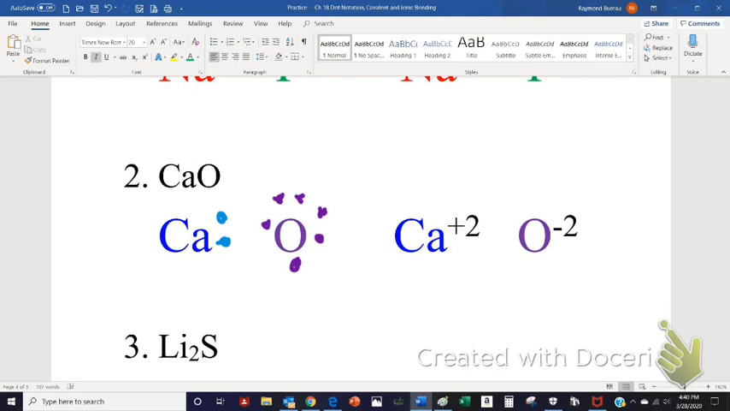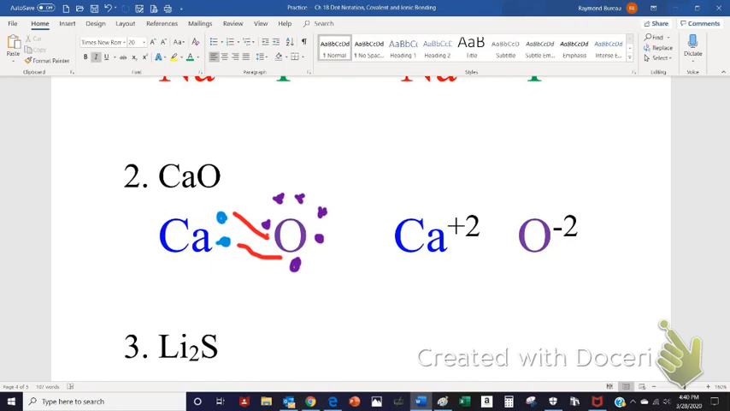Well, calcium has 2 to give away, and oxygen has 6 and needs 2 more. So this is a perfect 1-to-1 matchup. So see what happens here. The electrons from the calcium atom, this one says, hey, I'm going to move right into that opening there, and I'm going to move into that opening right there. Since calcium just gave away both of its valence electrons, it now has a positive 2 charge.